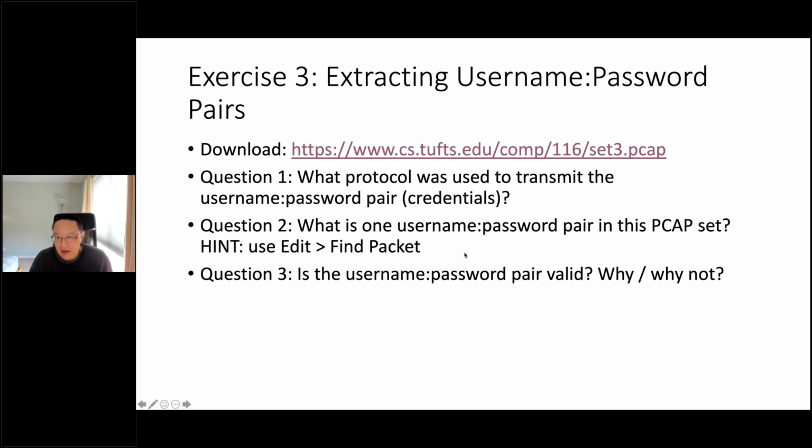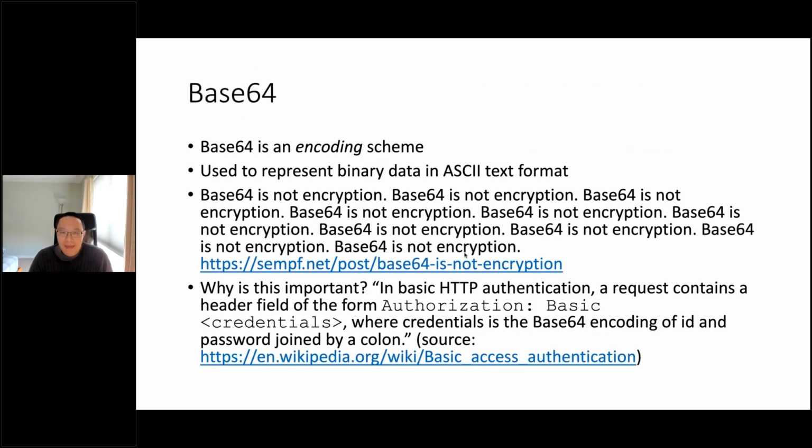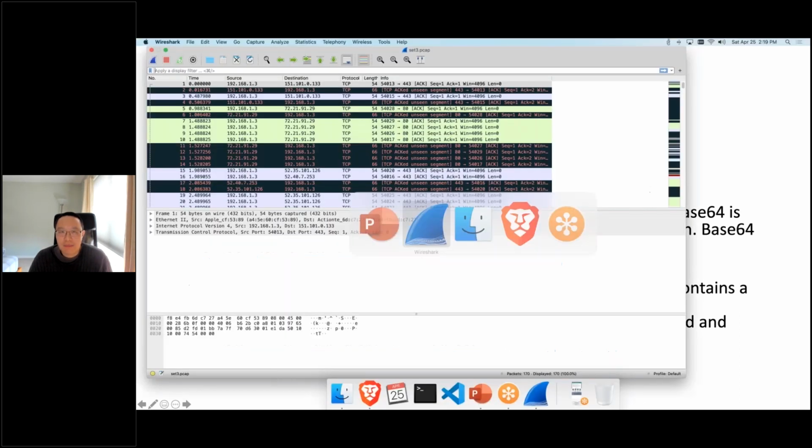Use Edit, Find Packet. Question 1 and number 2 go together, but what we want to do this time is this. Take a look at the previous slide, where I talked about base64. In basic HTTP authentication, a request contains a header field of the form Authorization: space Basic. Maybe, and I mean maybe, we need to look for the string Authorization: space Basic in this PCAP set.